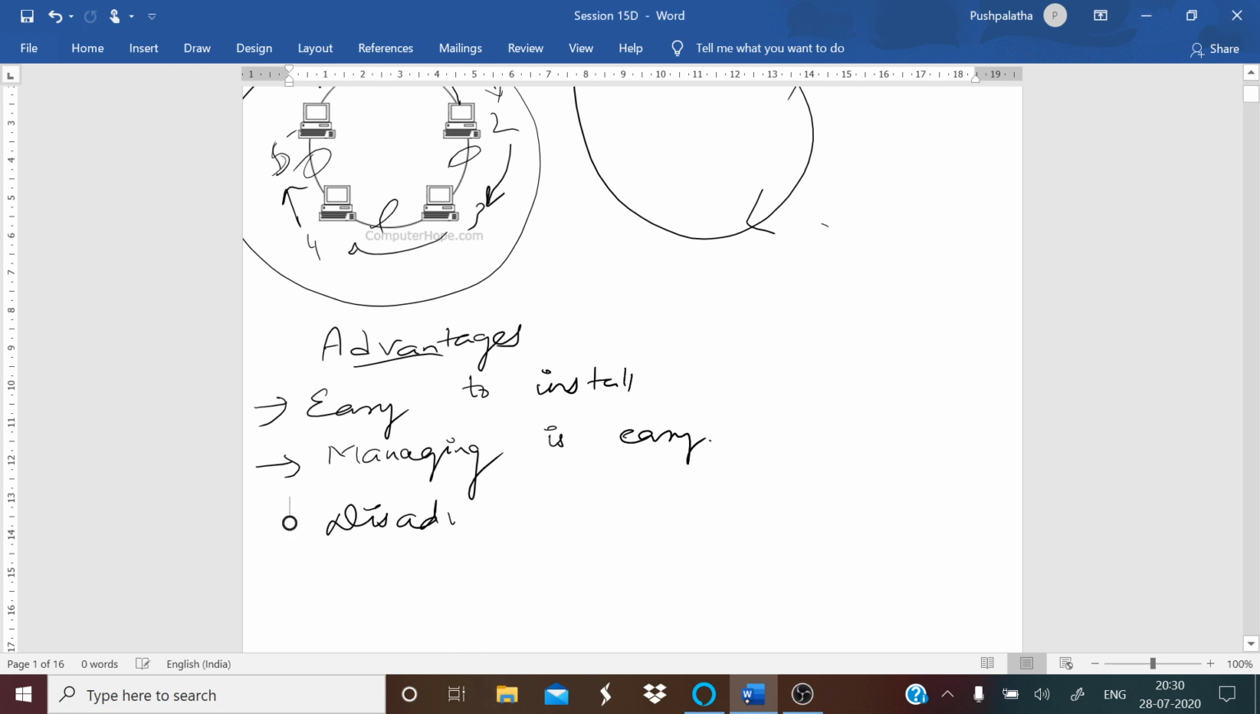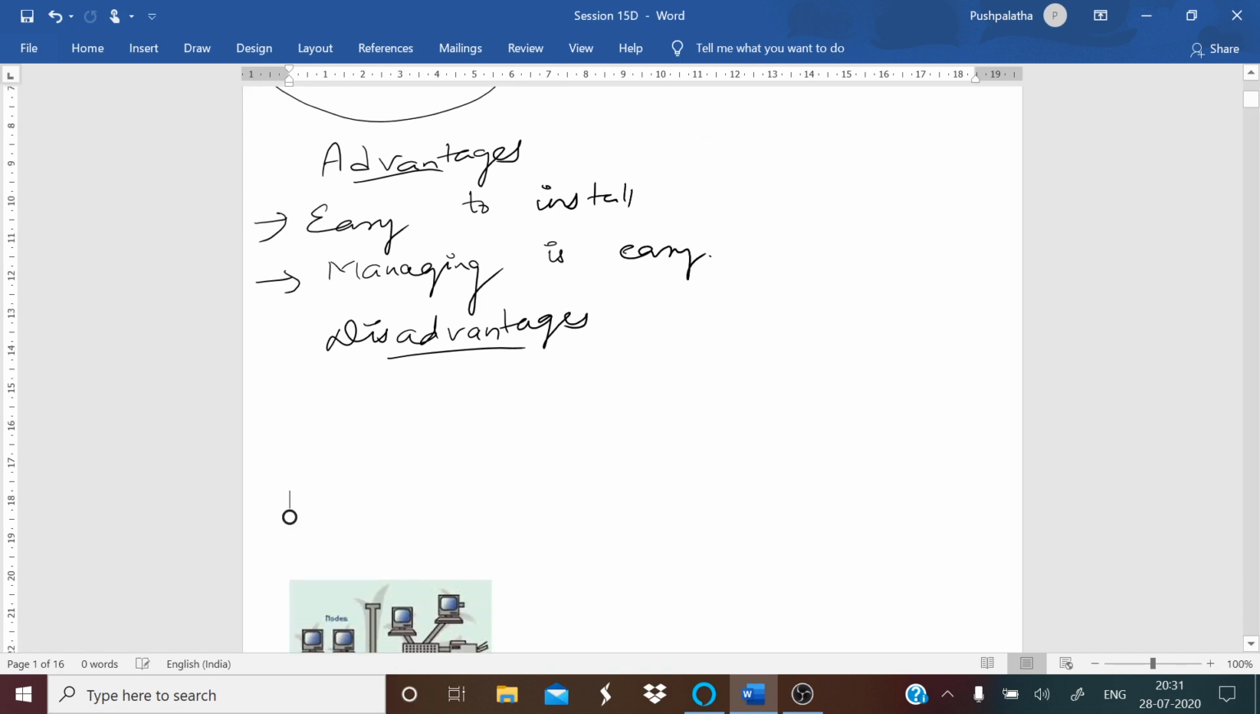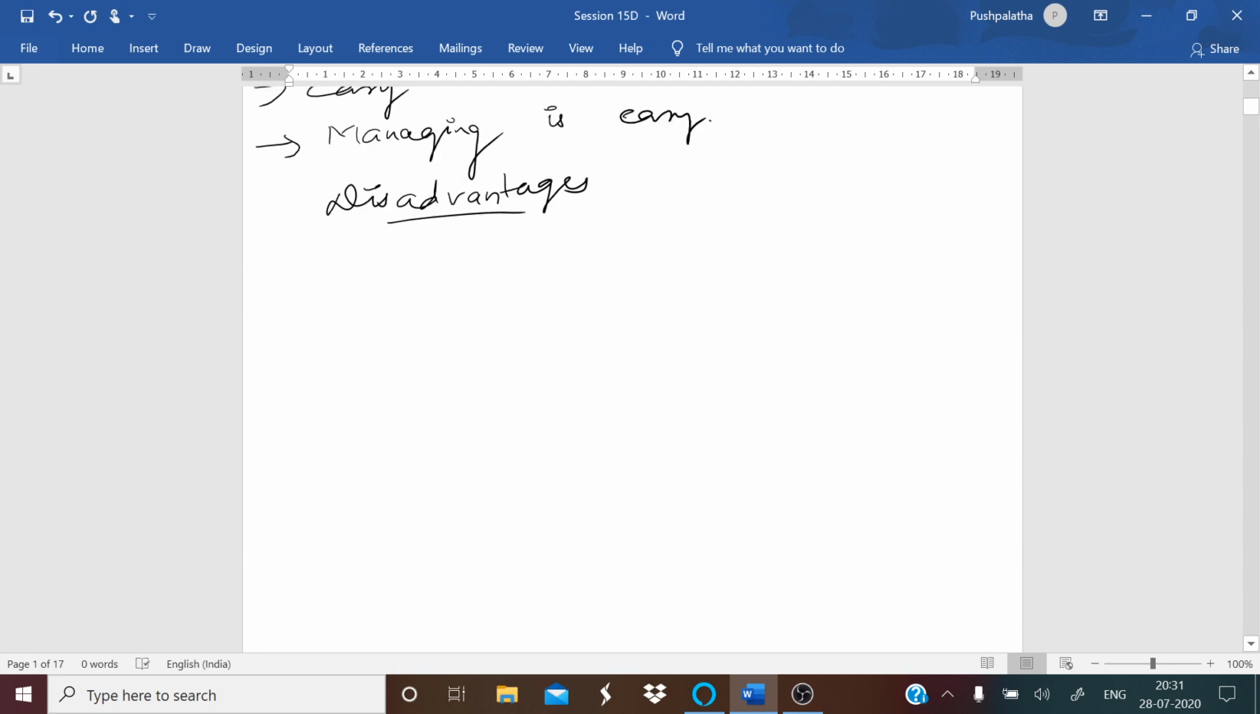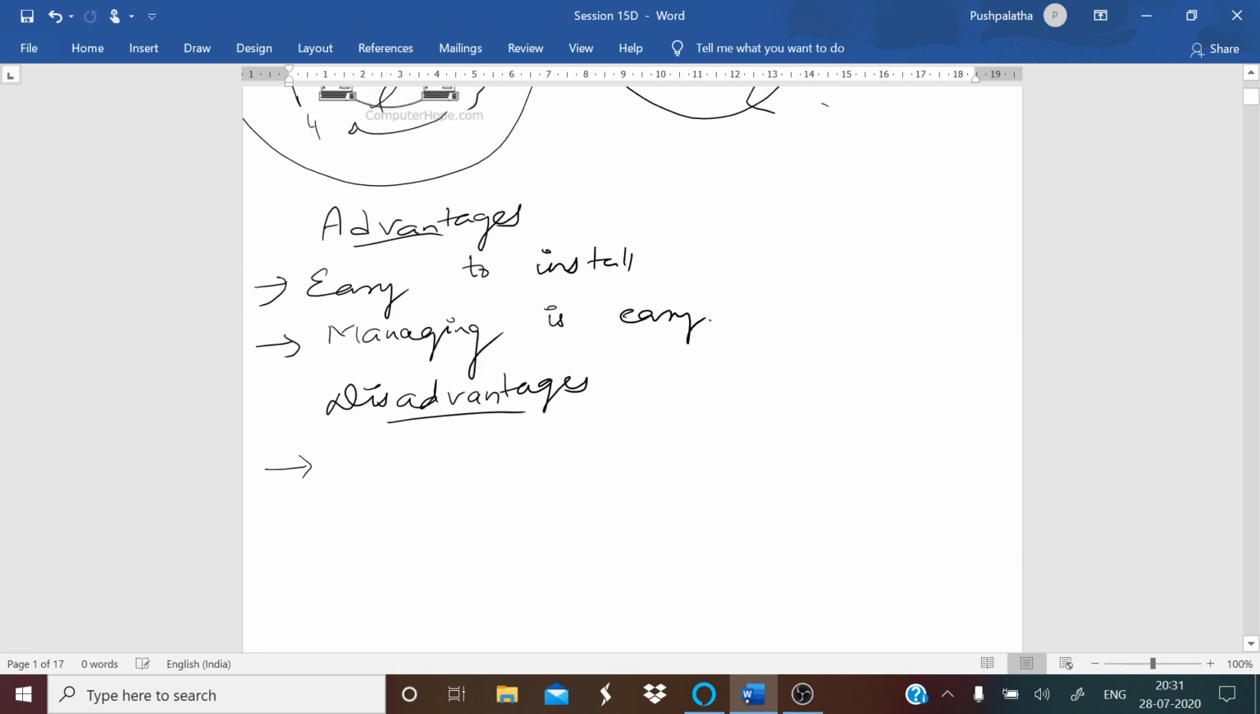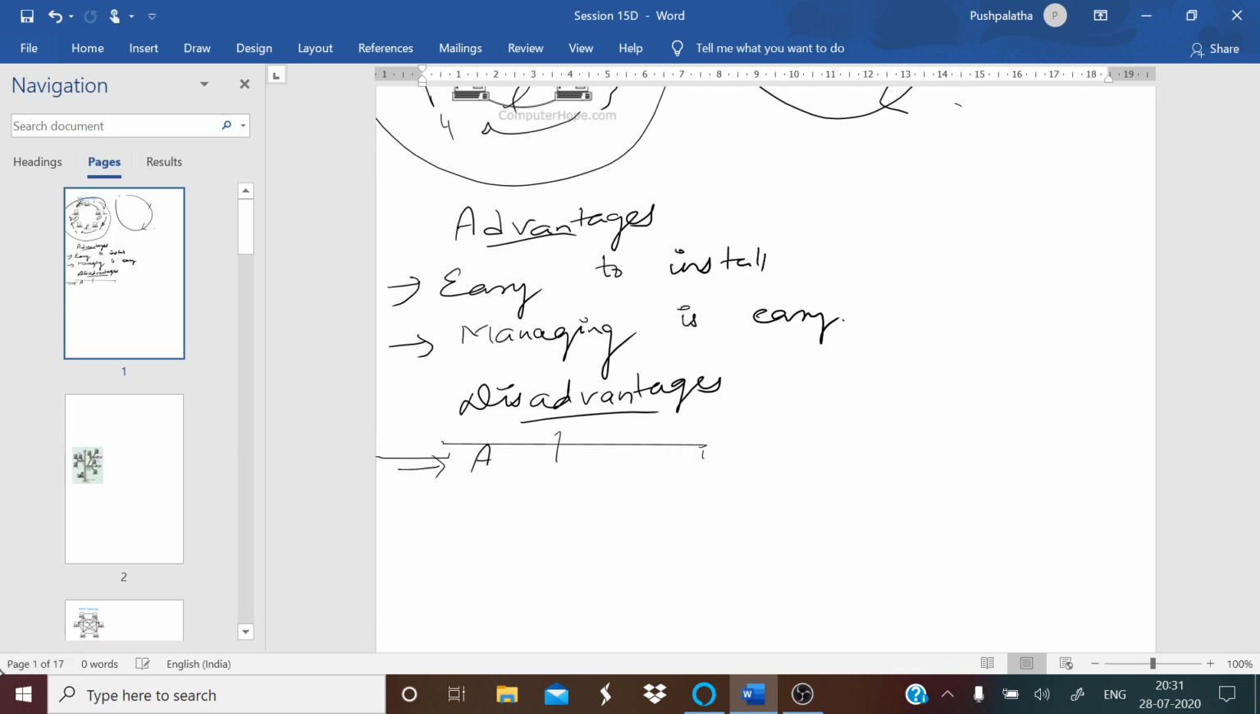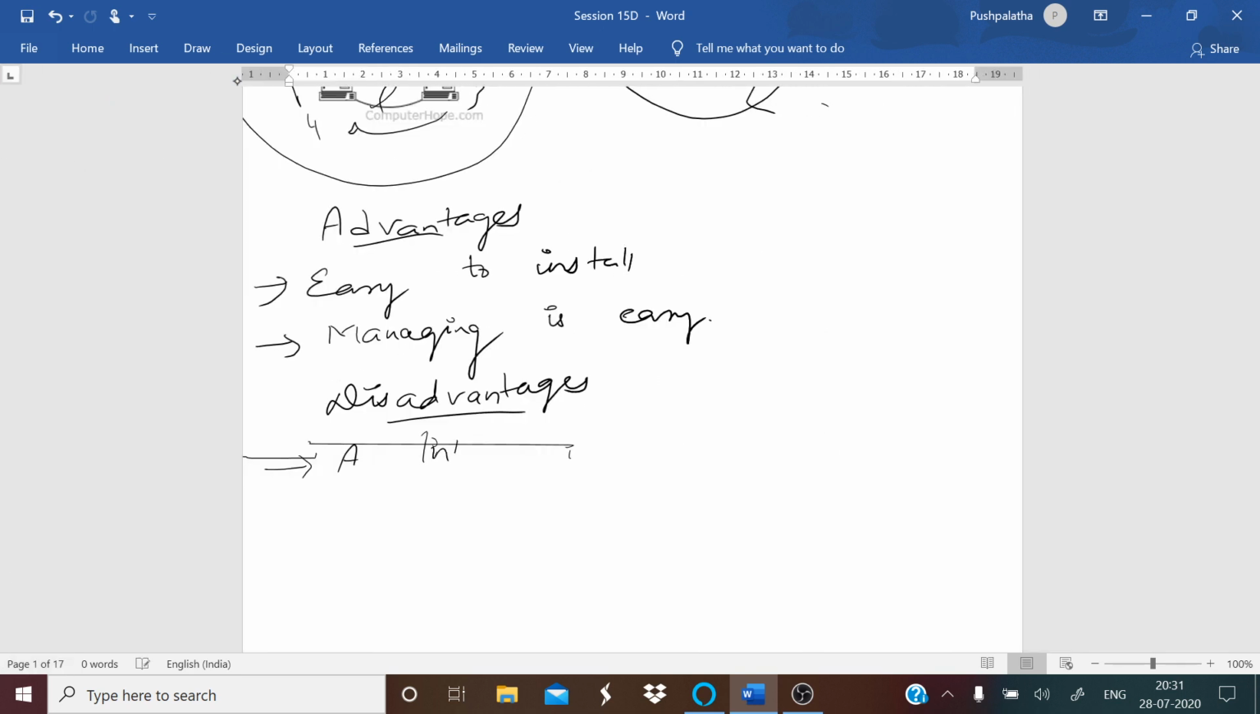But there are disadvantages also. So what are those disadvantages? The first thing, as we said, it passes only in a single direction. If it has to pass from 1 to 5, then it has to pass through 2, 3, and 4. So if any one fails, then the entire network will fail. So a link failure can fail the entire network. So that is a major disadvantage.